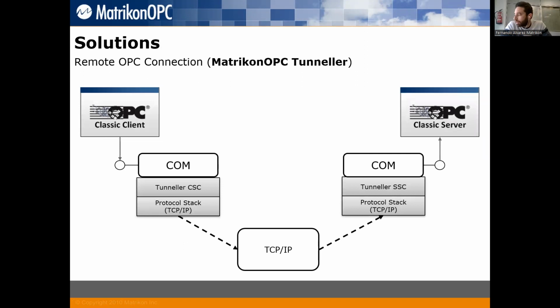Basically, the MatrikonOPC Tunneller is software that you install on both computers. You install it on the OPC Classic client computer, and you install it on the OPC Classic server computer. You install the Tunneller at both ends, and from the OPC Classic client computer, the only thing you need to do is enter the IP address of the server computer. Once you do that, automatically the Tunneller gives you the list of all the remote OPC servers as you have it in local. Basically, it creates like a bridge or like a tunnel, like the software name, between the two computers, and you don't need to worry anymore about the DCOM. So this is one of the main functionalities of the Tunneller.